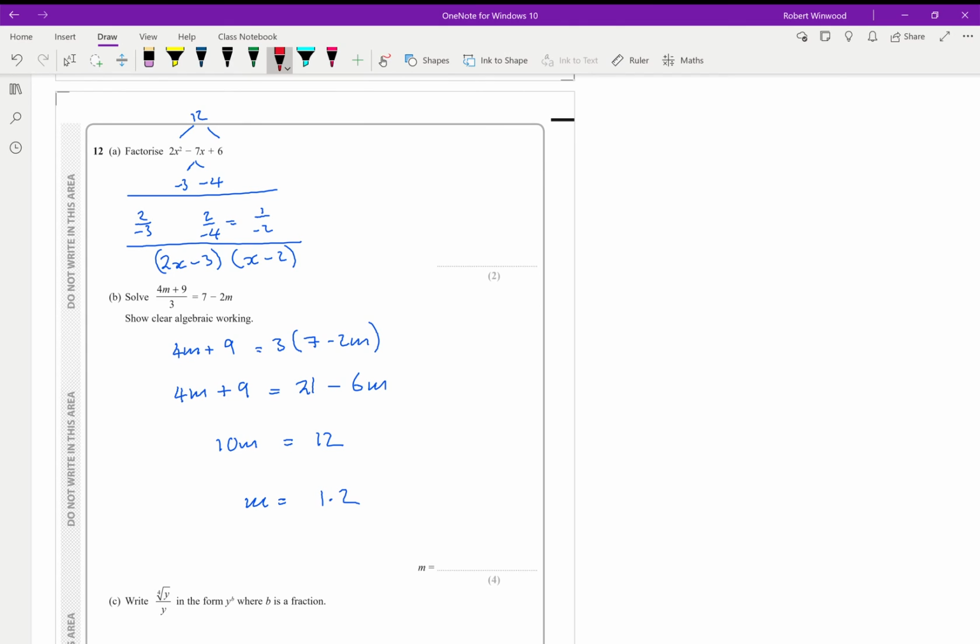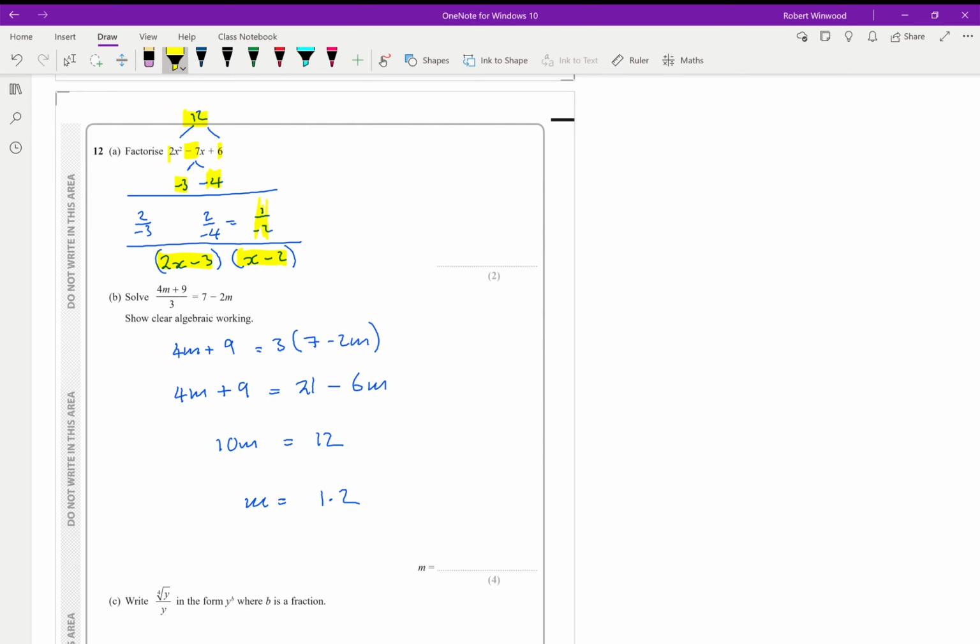Okay, so straightforward factorization of a complex quadratic. Either you've learned how to do this or you haven't. So multiply the two end numbers. Need two numbers that times to give 12 and add to give -7. So that's going to be -3 and -4. 2 divided by -3 doesn't cancel, so there's my first bracket. 2 divided by -4 does cancel, so there's my second bracket. That's it, 2 marks.